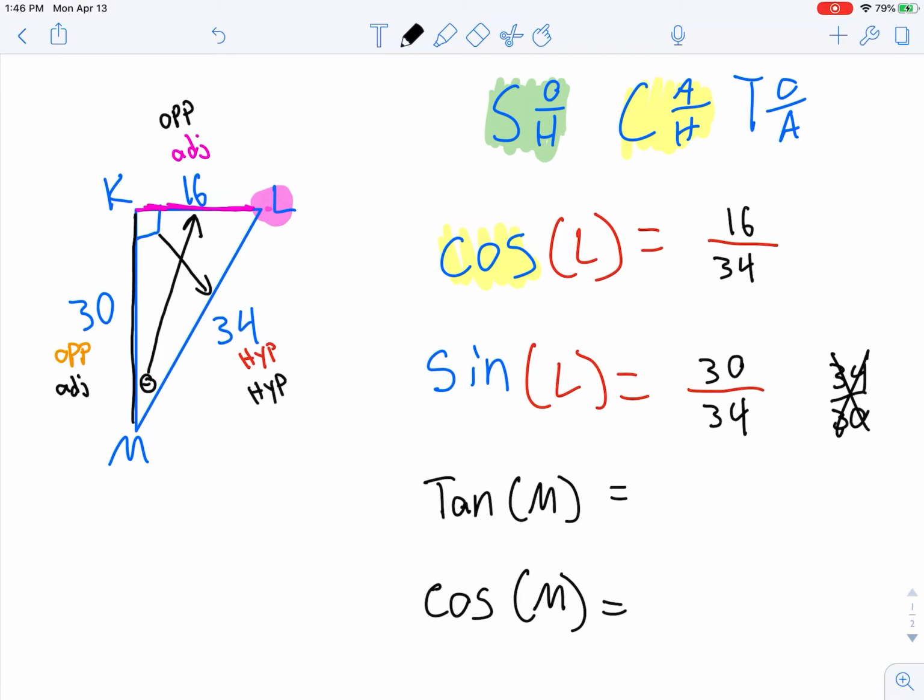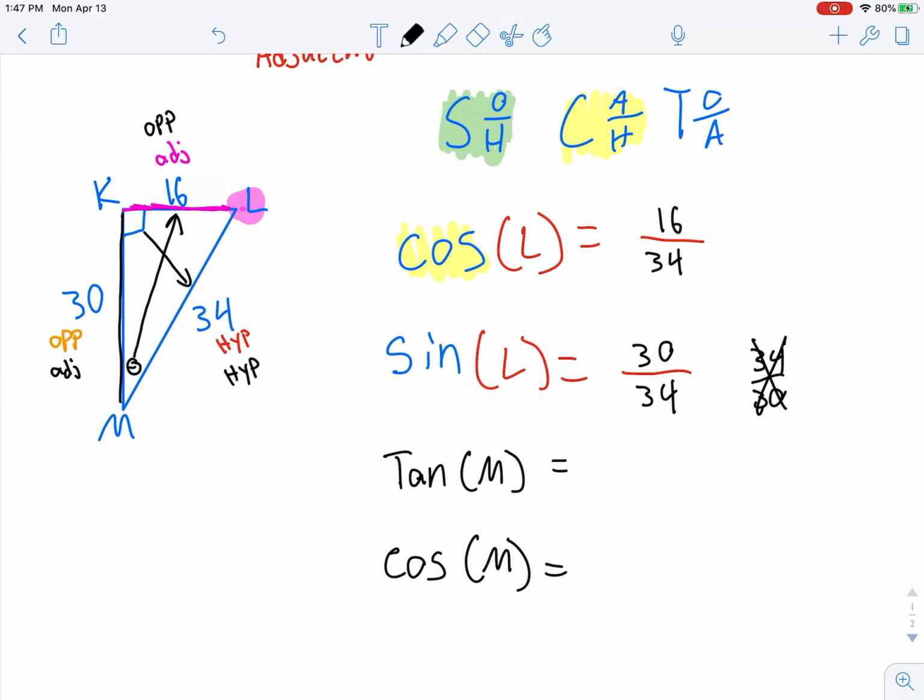So what things changed here? When I switch up my angles, so when I switch from L to M, the only things that changed in labeling this were my adjacent and opposite. They flipped. Okay? So watch out for that. If you look at your angles, I want you to relabel your triangle. Okay? So I'm going to erase our old labels now, that way we don't get confused when we start doing this. Okay, so we have our new sides all labeled and all that good stuff.